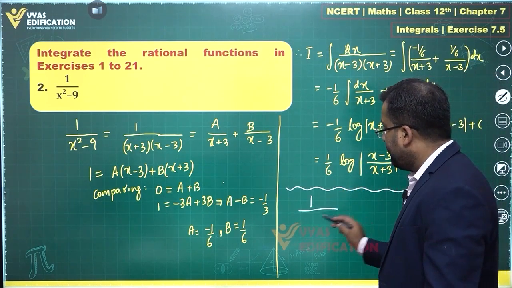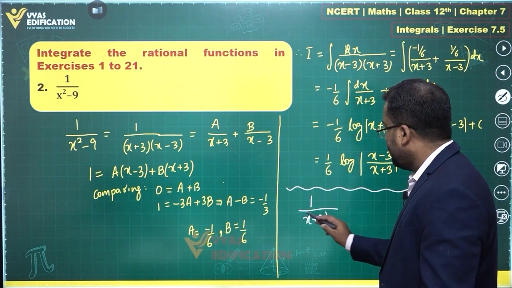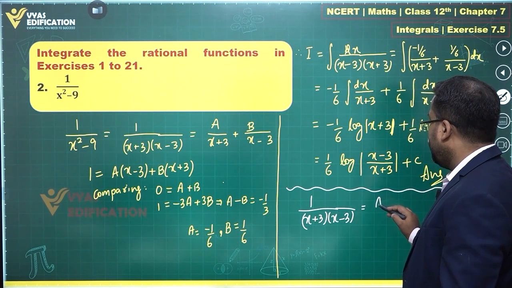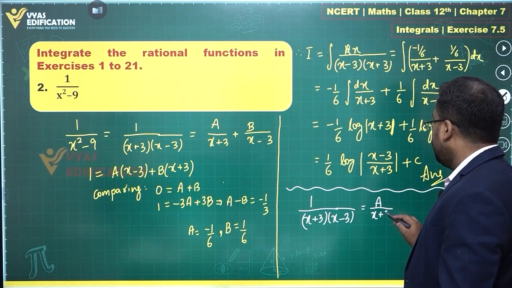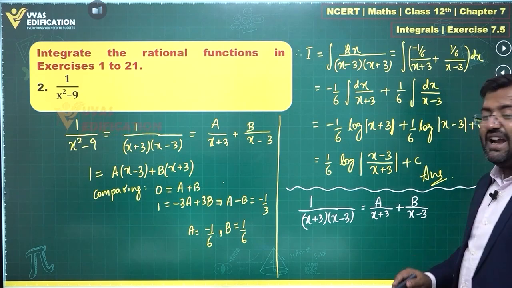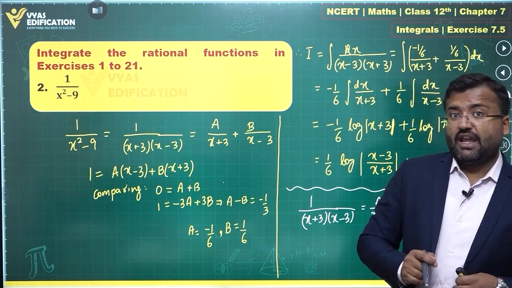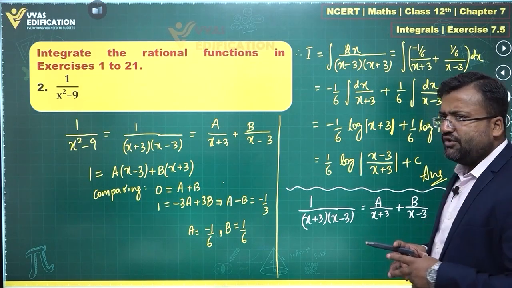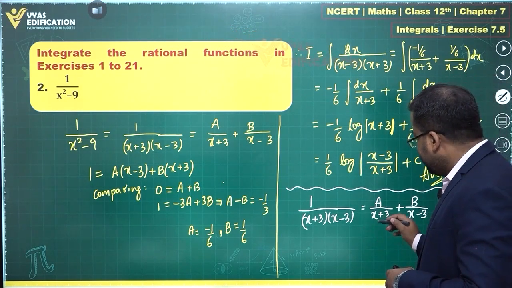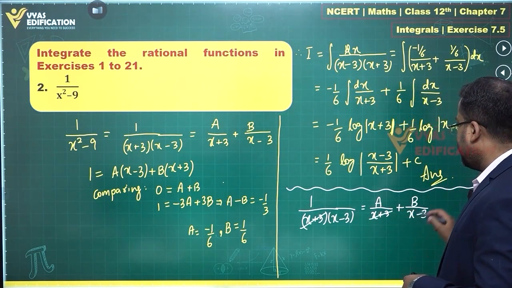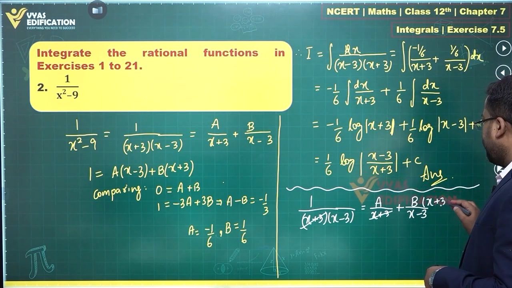What do we have? We have 1 upon (x plus 3)(x minus 3) is equal to A upon x plus 3 plus B upon x minus 3. And let's suppose we want to find the value of A, just A. If you want to find the value of A, what I'll do is multiply with x plus 3 throughout. So x plus 3 will get cancelled from here, x plus 3 will get cancelled from here, and x plus 3 will come over here.